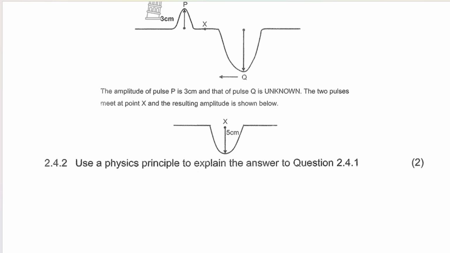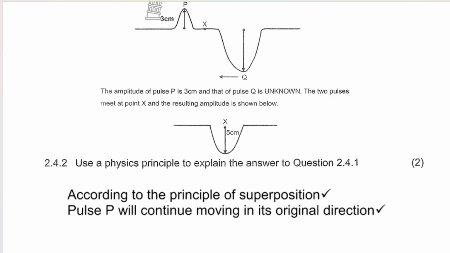Use a physics principle to explain the answer. So the physics principle that we use is the principle of superposition. Again, you need to study this. I have videos on this linked down below. But basically, the principle of superposition says that the pulses continue to move in their original direction. So because P was initially going to the right, it will continue moving to the right.